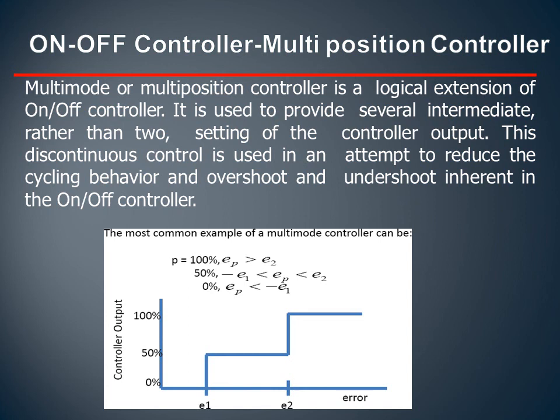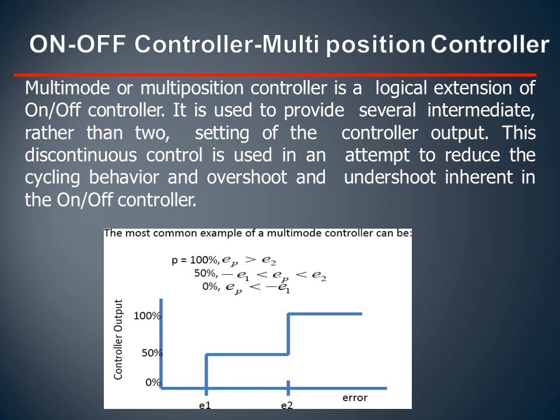The on-off controller can also be designed as a multi-position controller. The multi-mode or multi-position controller is a logical extension of the on-off controller. It is used to provide several intermediate values rather than only two values for setting the controller output. This discontinuous control is used in an attempt to reduce the cycling behavior and the overshoot and undershoot inherent in the on-off controller. So here you can see the three positions.